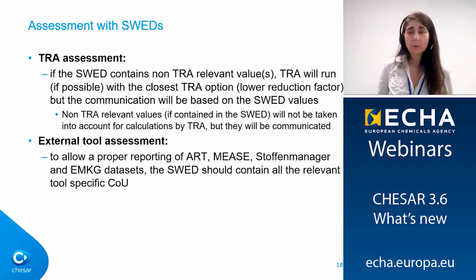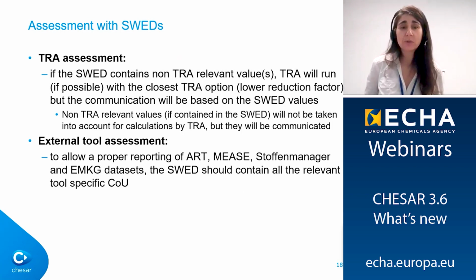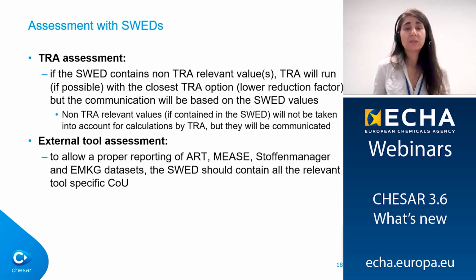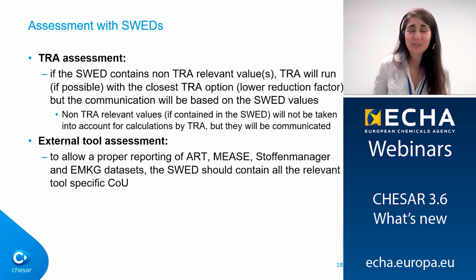And now let's have a look at what will happen to your assessment in case you want to use a SWED. If you would like to use a SWED in a TRA assessment, and if this SWED contains non-TRA relevant values, so something different from a bold entry, TRA will run, if possible, with the closest TRA options, which means the options with a lower reduction factor, but the communication will be based on the SWED value. Remember that all the non-relevant TRA values, if contained in a SWED, will not be taken into account for the calculation by TRA, but they will still be communicated.